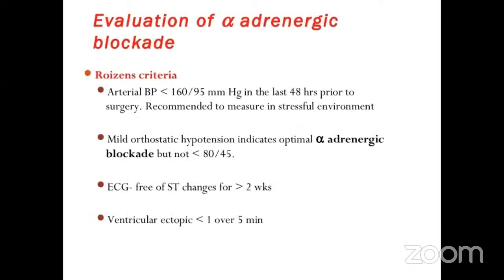For the evaluation of alpha adrenergic blockade, there's Roizen's criteria. That is, arterial blood pressure less than 160 over 95 mm of Hg in the last 48 hours prior to the surgery, recommended to measure in a stressful environment. Mild orthostatic hypotension indicates optimal alpha adrenergic blockade, but not less than 80 by 45 mm of Hg. The ECG has to be free of ST changes for more than 2 weeks, and ventricular ectopics should be less than 1 over 5 minutes.